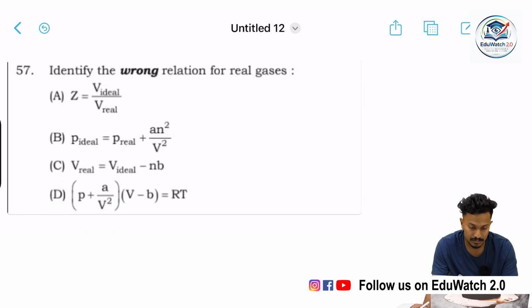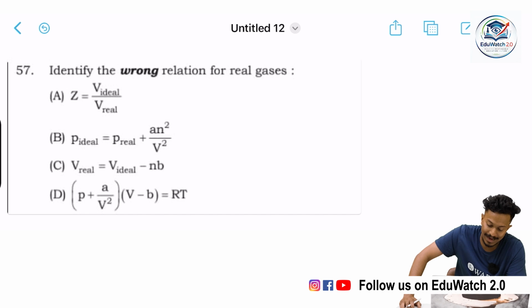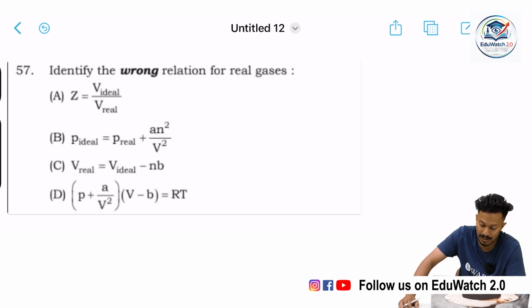A real gas, 50 option. Z is equal to V ideal by V real. Pressure of ideal solution is equal to pressure of real gas plus n square by V square, where A are constants. V real, the volume of a real gas, is equal to volume of an ideal gas minus nB. Okay. Well, (P plus A by V square)(V minus B) is equal to RT. These are the options given here.